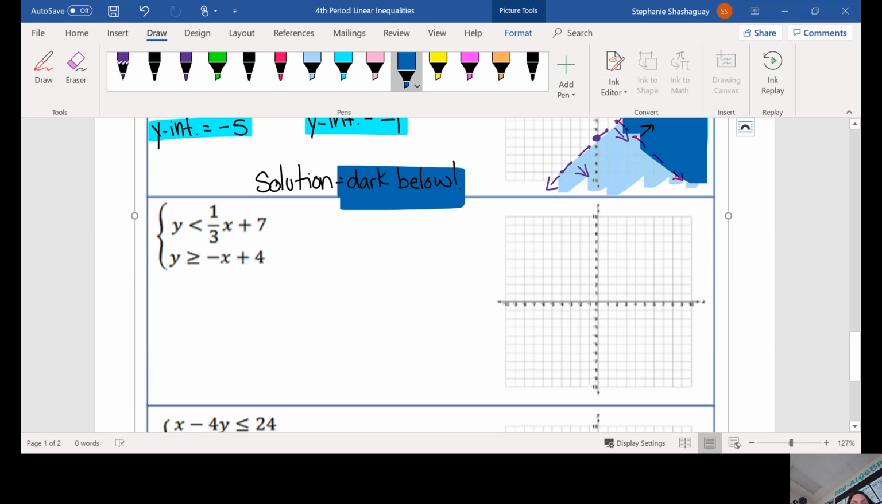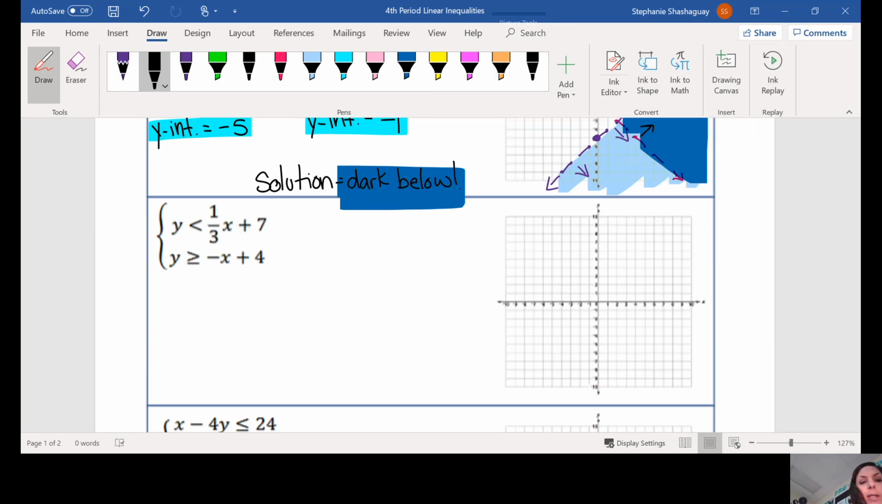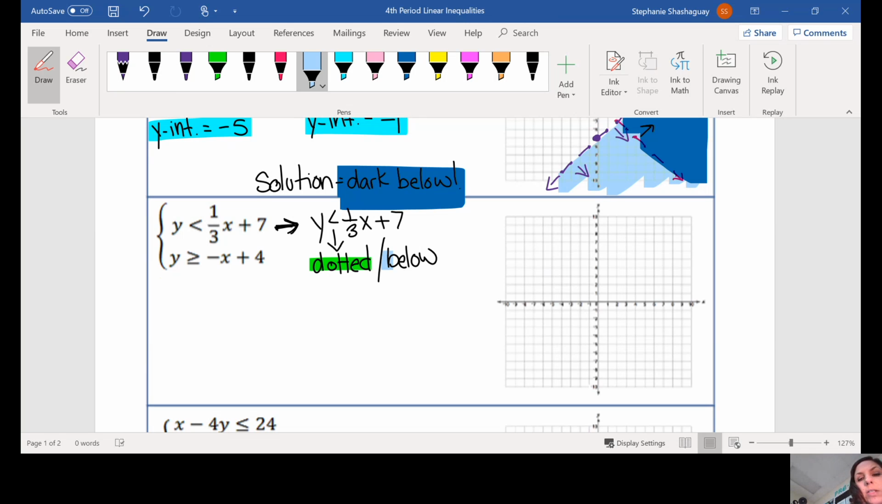Okay? So we're going to do another example problem here. So we have y is less than 1/3 x plus 7. So I'm going to pull that equation over here so I can pull out all the important parts. So y is less than 1/3 x plus 7. That's a less than symbol, not equal to, so it will be a dotted line. And because it's less than, it will be below. Okay, so we have a dotted line, and we will be shading below the line once we graph it.